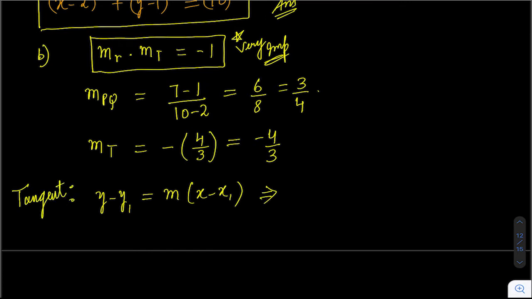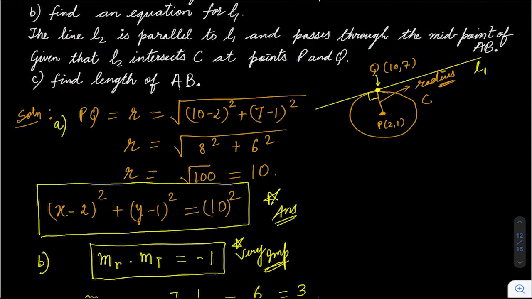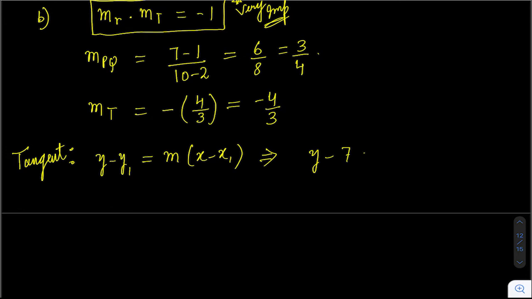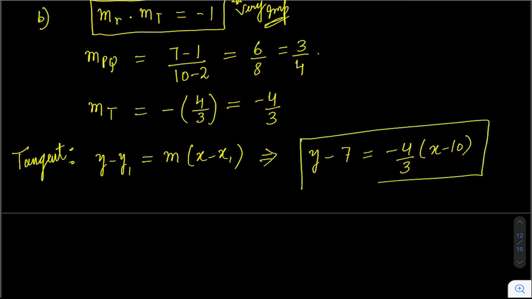So let's substitute the values. y minus 7, the point is (10, 7). So y minus 7 equals the gradient, minus 4 over 3, into x minus 10. So this is my straight line equation.